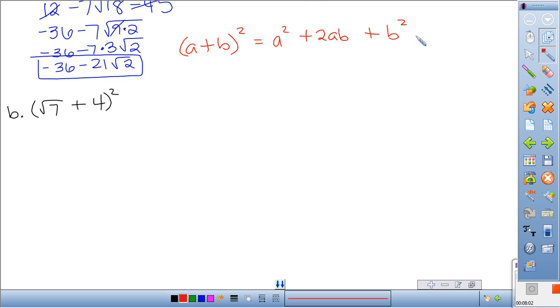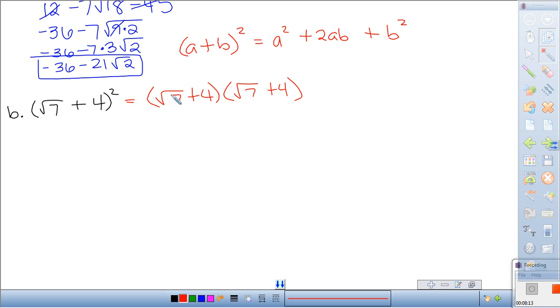So you can either use this rule, or you can FOIL this out just like we did here, by doing the square root of 7 plus 4 times the square root of 7 plus 4. So you can either FOIL this out like we did on the last two problems, or you can use your rule. And I'm going to go ahead and use the rule. So I have the first term squared, so the square root of 7 squared, plus 2 times both my terms, plus 2 times the square root of 7 times 4, plus the last term squared, plus 4 squared.